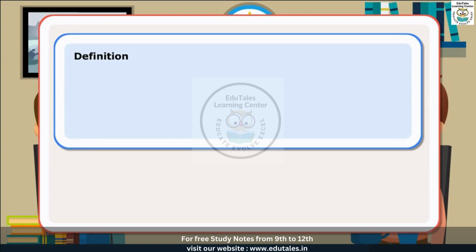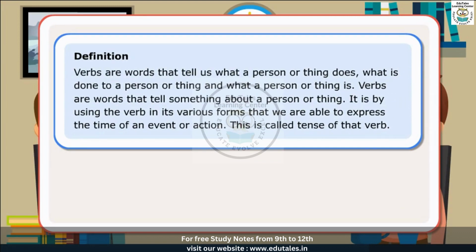Definition. Verbs are words that tell us what a person or thing does, what is done to a person or thing, and what a person or thing is. Verbs are words that tell something about a person or thing. It is by using the verb in its various forms that we are able to express the time of an event or action. This is called the tense of that verb.